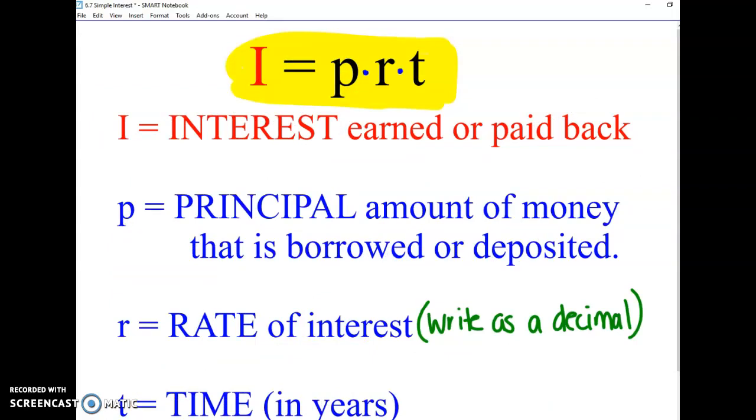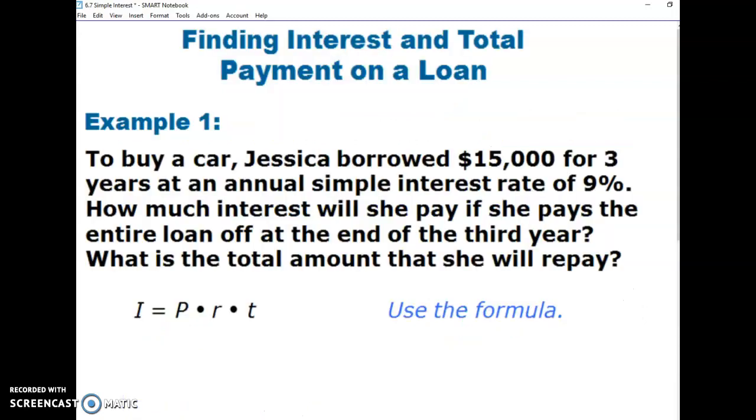Once again, this is our formula right here. I'd like you to have this written down in your notebook. The I is the interest earned or paid back. The P stands for principal, the amount of money. The R stands for the rate of interest, written as a decimal. And the T stands for time in years.